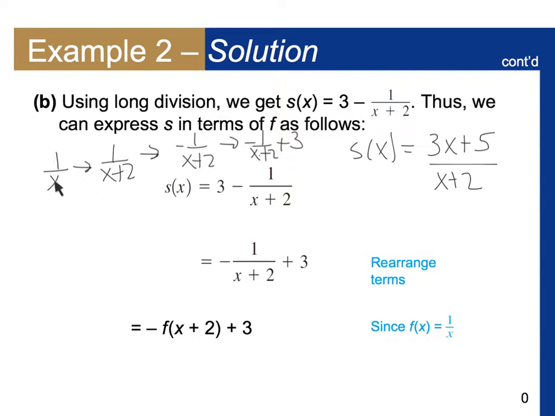We do that last, and then we figure out how we go from 1 over x to this. 1 over x to 1 over x plus 2 to minus 1 over x plus 2, and then add the 3. So we're doing an extra step there, that vertical shift as well.